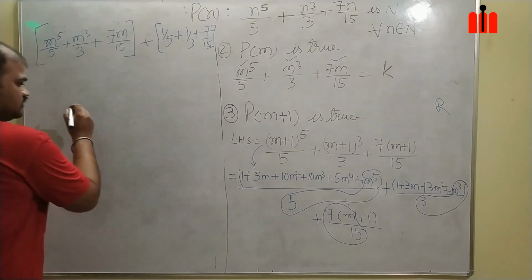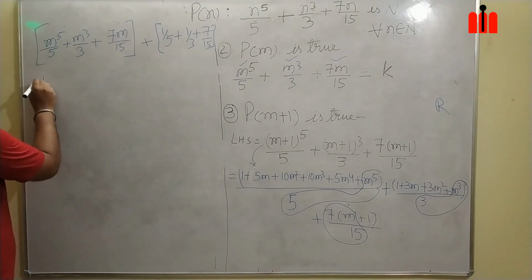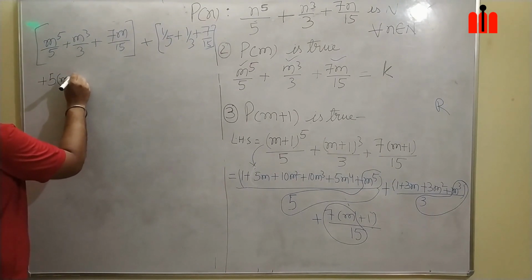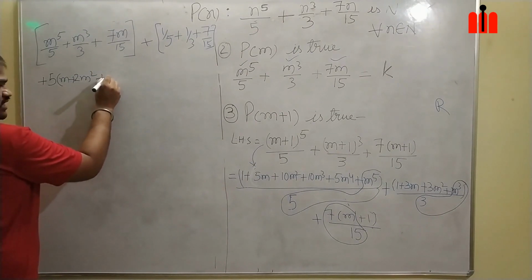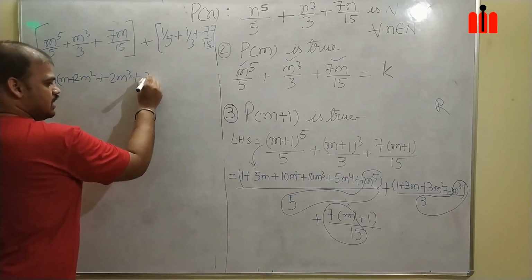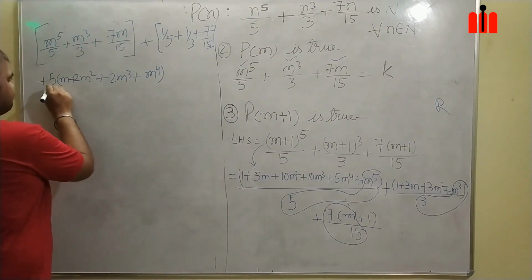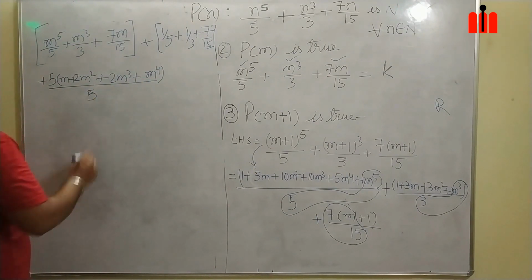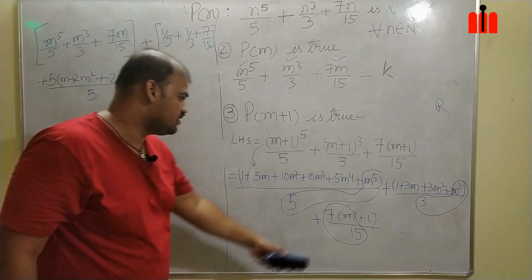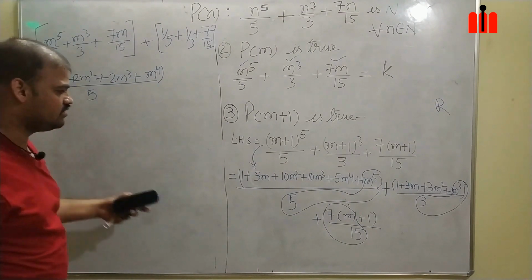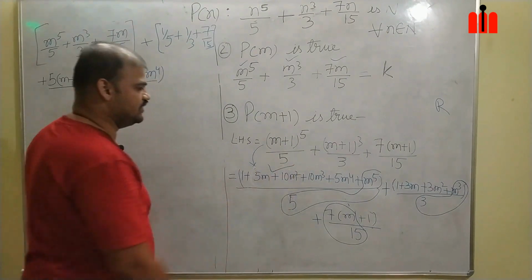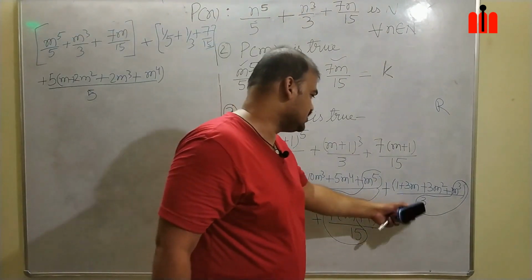So I can write it as plus 5 you take common, then it will be m plus 2m square plus 2m cube plus m to the power of 4, by 5, right? So we had accounted for 1 by 5, which is here, m to the power of 5 by 5, which is here, and the rest of all terms we had written here. So this is completed. Now let's come to this one.